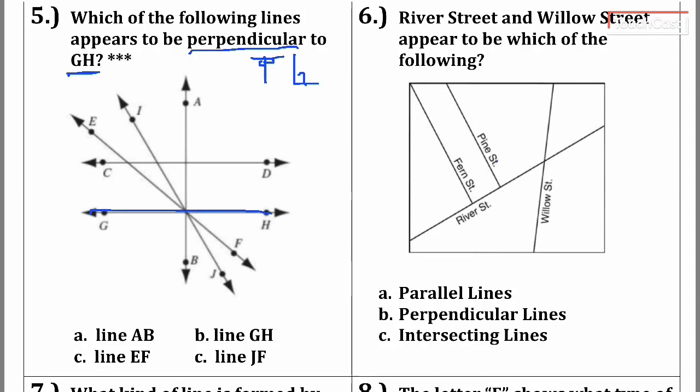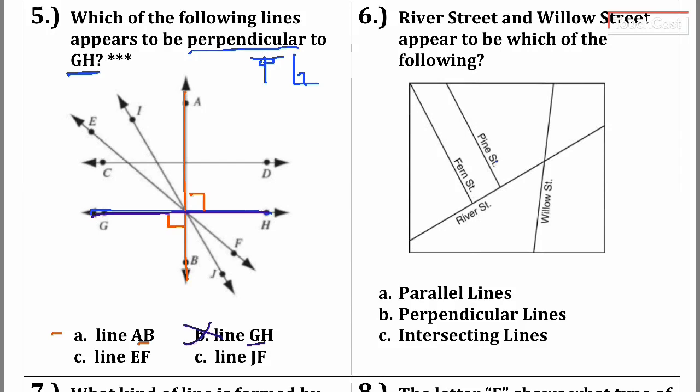All right, so I'm going to look at my answer choices. I have line AB. Well, that does kind of form a T, and these do look like square angles. So I'm going to keep that in my back pocket. Now I have GH. GH, where are you? Oh, that's the same line. Well, that can't be perpendicular. It's the same line, guys.